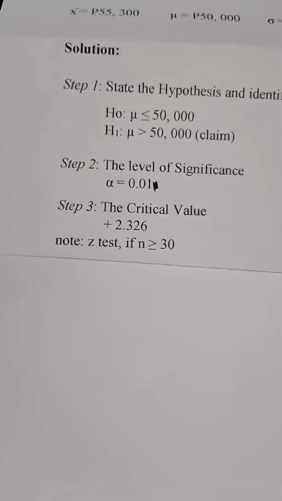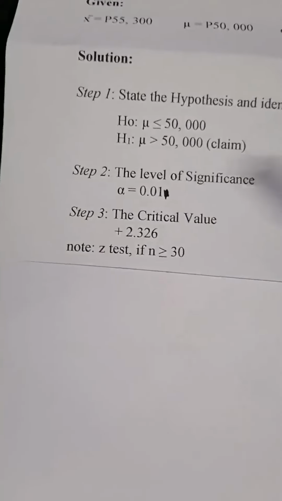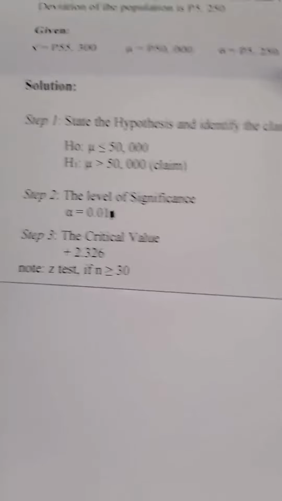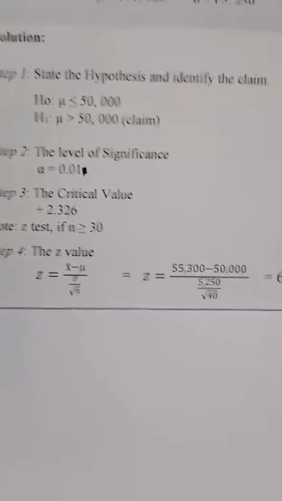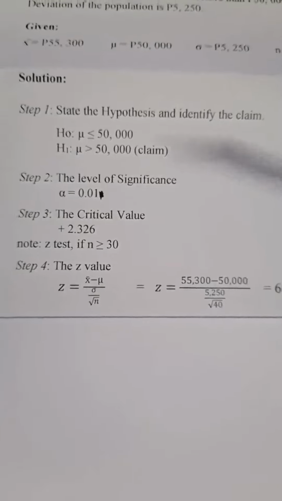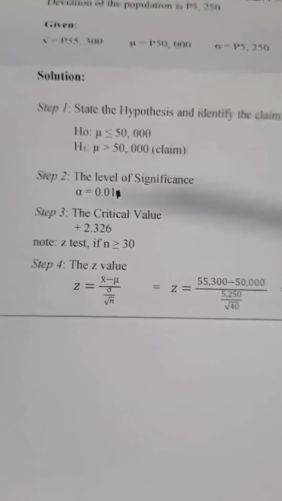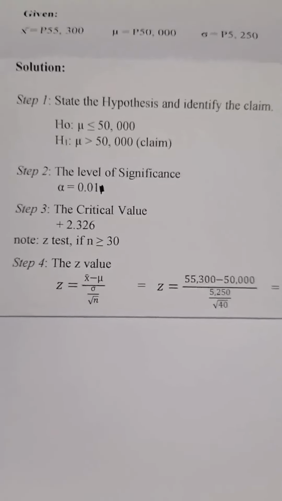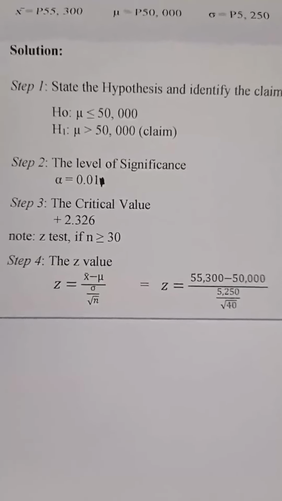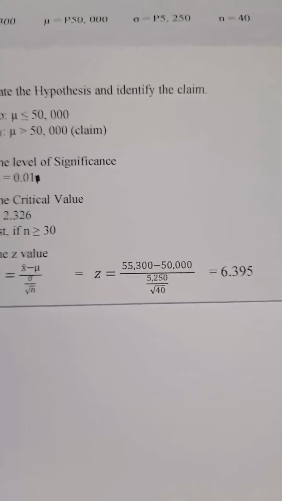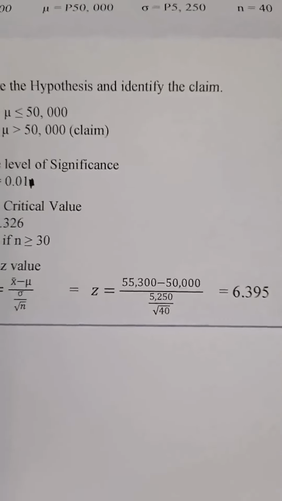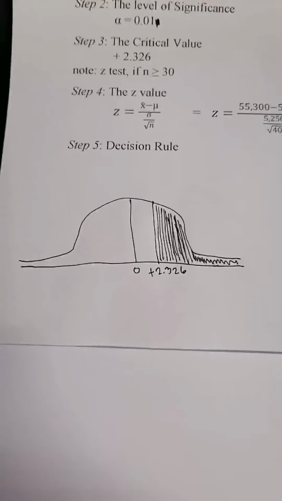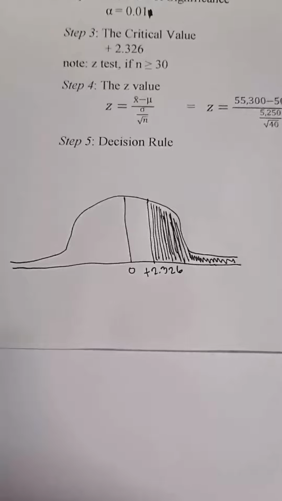Take note, we can use the z-test if our n is greater than or equal to 30. Since our n is 40, we can use the z-test table. After getting the critical value, we'll find the z value. The formula of the z value is equal to x bar minus mu over standard deviation over the square root of n. You will just substitute from the given and we can get 6.395.